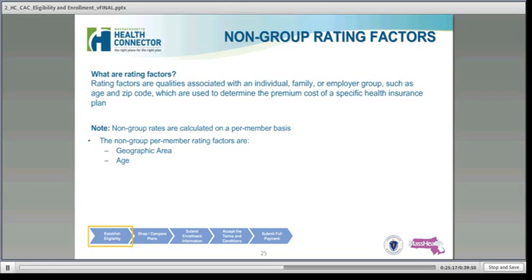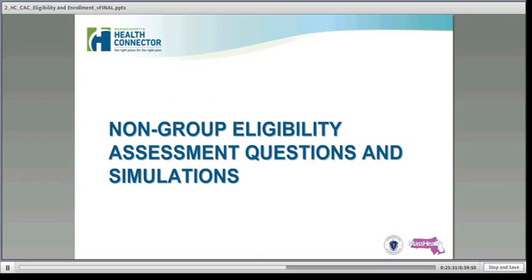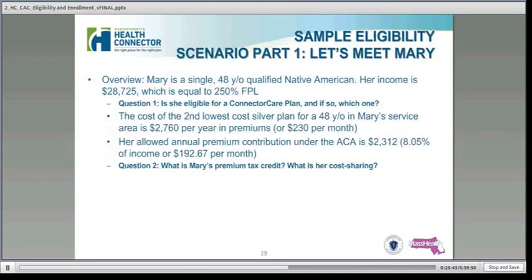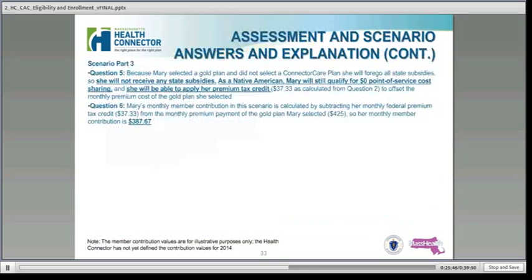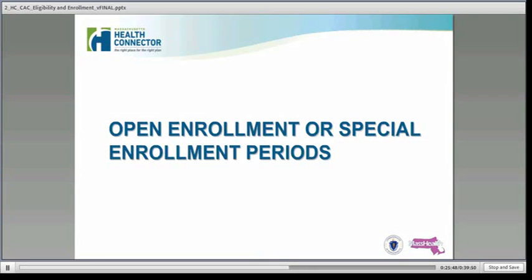But catastrophic plans are something new for the Health Connector. And the very last point is important for you to have in the back of your mind. Individuals purchasing catastrophic coverage are not eligible for premium tax credits, federal cost sharing, or state subsidies. These catastrophic plans typically are of lower cost, so we just want you to be aware of these. They are available, but you cannot apply tax credits and federal cost sharing to these.